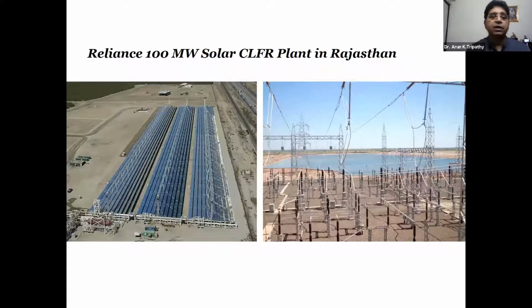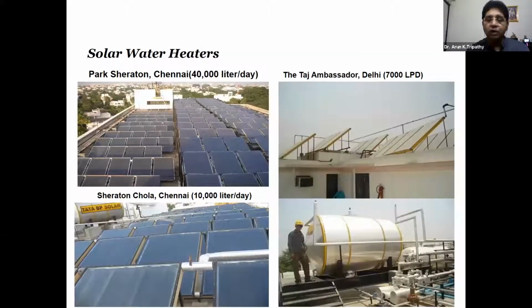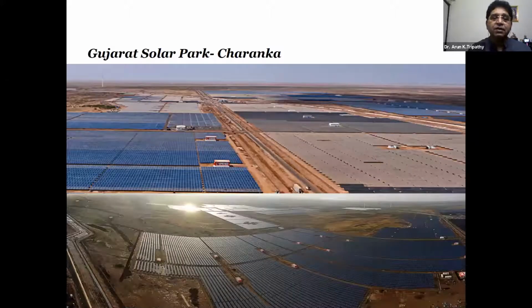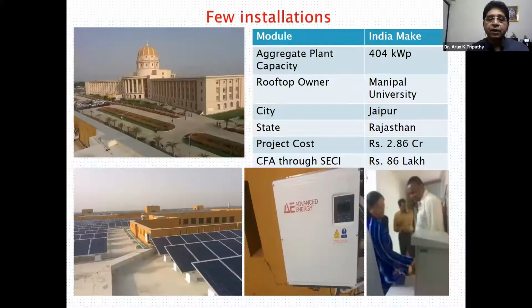Now, sir, there are a few photographs which you can run through, of solar installations in the country. Next. Next. Next. 50 megawatt plant. Water heaters, everybody knows that. Next. This is one of the solar parks. And next, another solar installation of about 150 megawatt. Next. Commercial installations of solar rooftop systems in the country.